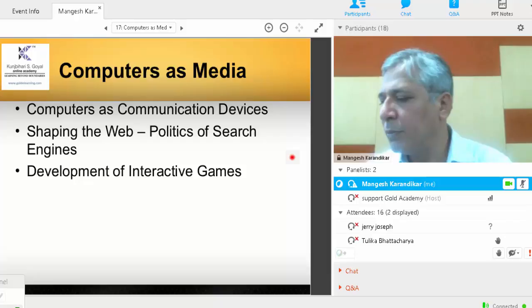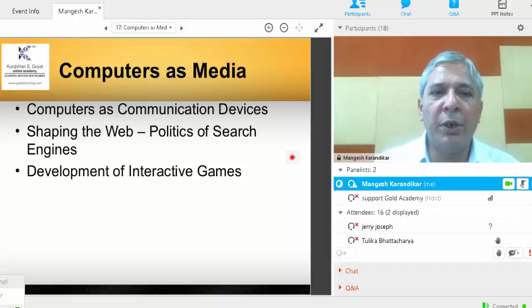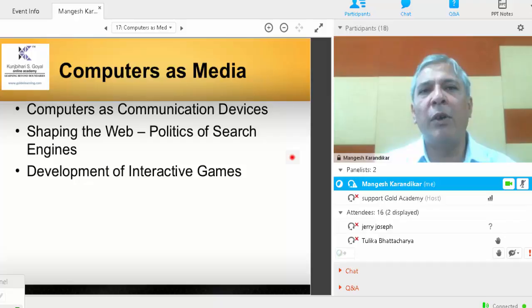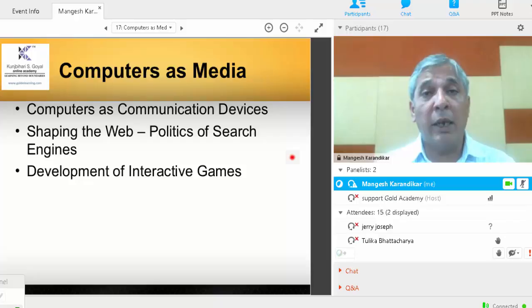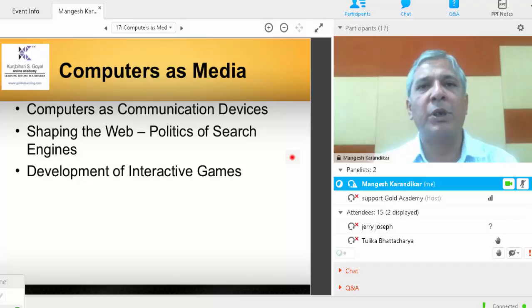We are talking of development of interactive games, because interactive games have not only become a game thing, but they have also become an important phenomenon of connecting and communicating with each other. So we have interactive games where you can see people forming groups and communities online and actually training offline when they meet. There are people teaching children history, geography, English, or whatever subjects through interactive games. They are becoming a very important part of education too, which is why interactive games are now an important part of new media. You need to look into that.